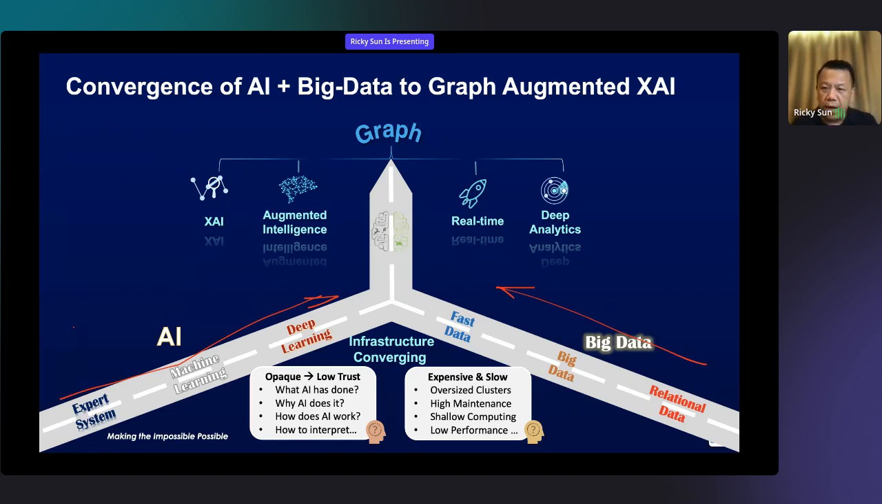And on the right-hand side, we see big data. Over the past 10, maybe 15 years, with the rise of cloud computing and big data, we have seen a lot of infrastructures, highly expensive, not very fast, with high maintenance, very slow storage and computing, low performance. So what do we want? What we are seeing and what we want is the converging of the infrastructure.